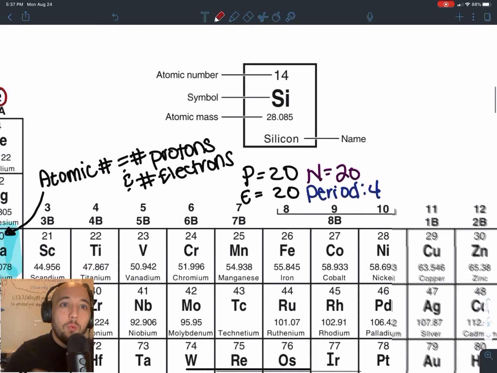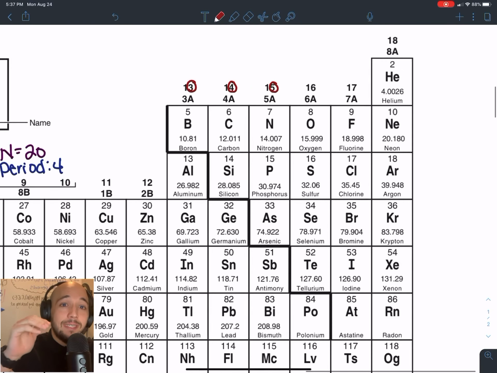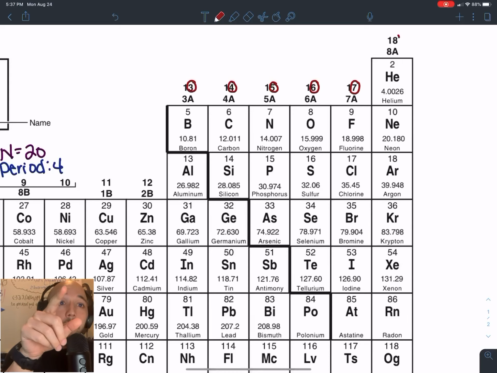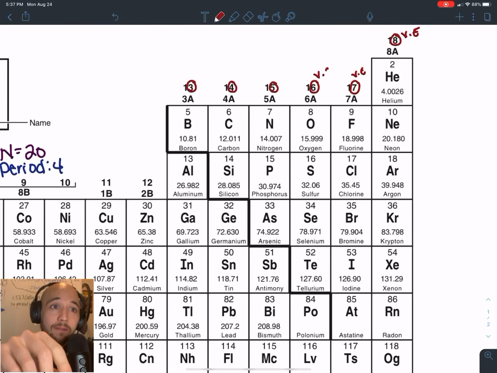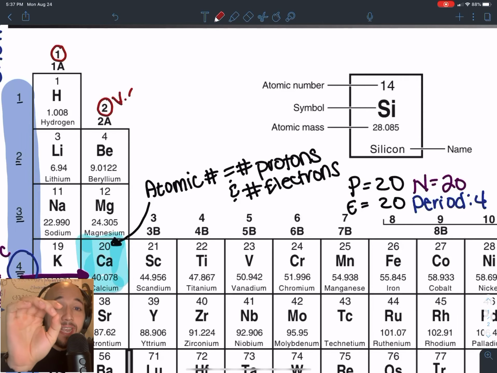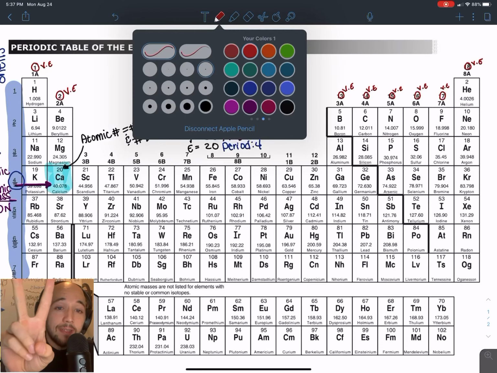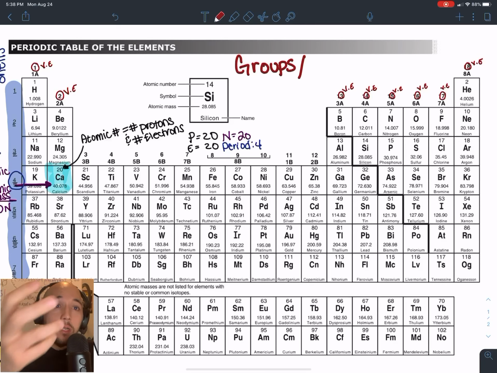So again, we're starting with 1, 2. Those are the group numbers with 13, 14, 15, 16, 17, and 18. When you get to 13 through 18, you use the second number on there. So for 13, it has 3 valence electrons, 14 has 4, 15 has 5, 16 has 6, 17 has 7, and 18 has 8 valence electrons. The only exception is going to be helium. That has 2 valence electrons because it has 2 electrons in total.